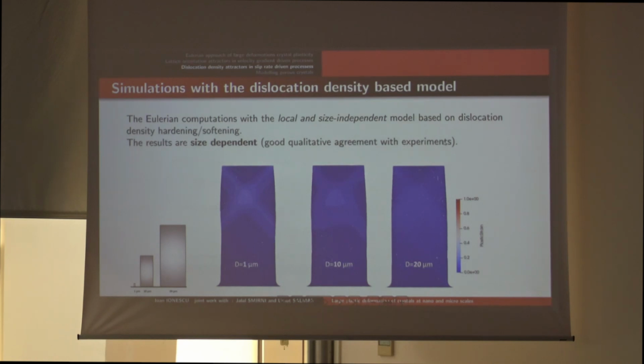here I have a movie which is not working. Here are the results of the computation. I will just tell you what it is. Here are the three pillars, and this is a numerical computation with the model. And we can see here that after the compression, this one obtains a shear band, and the other one, not at all. It's not working on this computer, the movie.